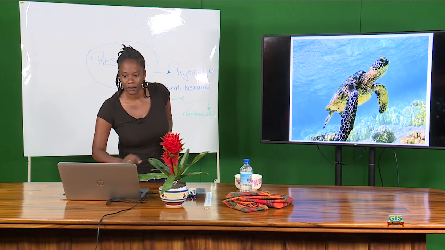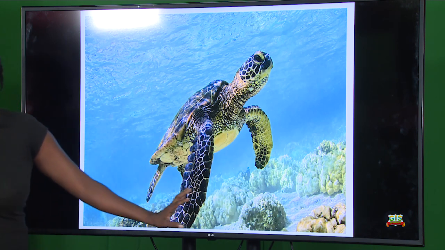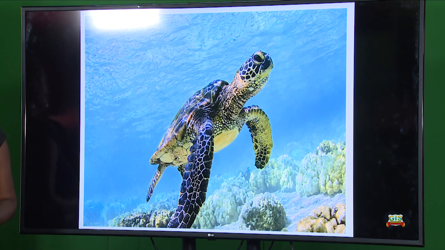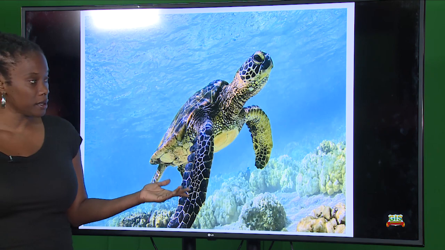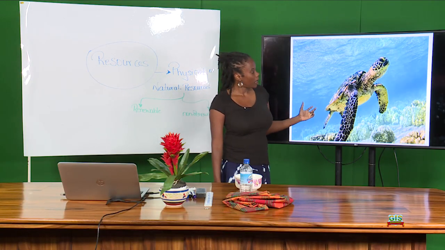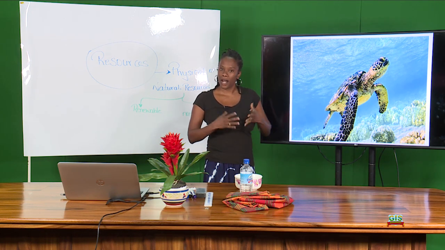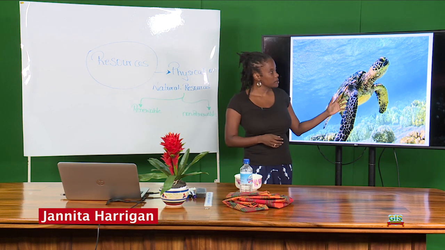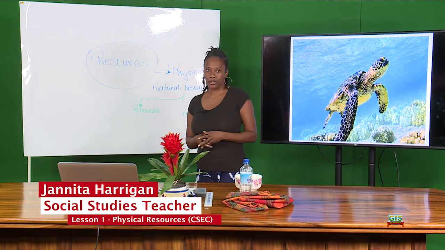And then we have animals. We use a turtle right here to represent animals as part of our natural or physical environment. And we eat a lot of animals, not specifically a turtle, because we want to preserve some of these sea turtles as well. But this represents our food, our livelihood. So animals also form part of our natural or physical resources.